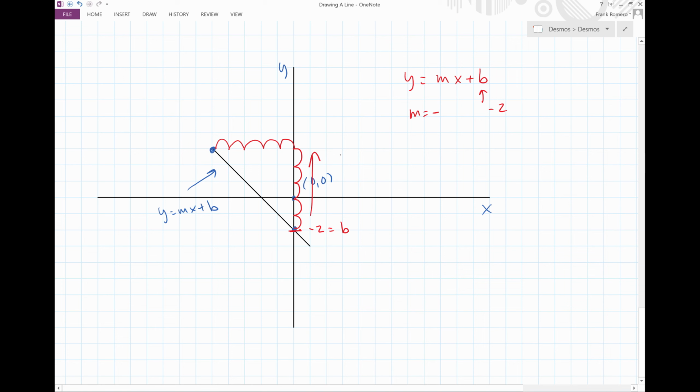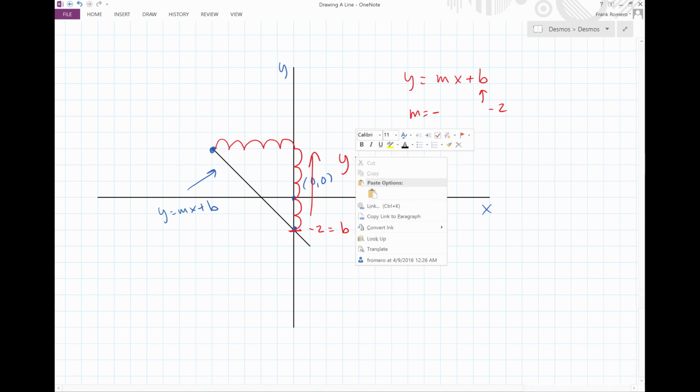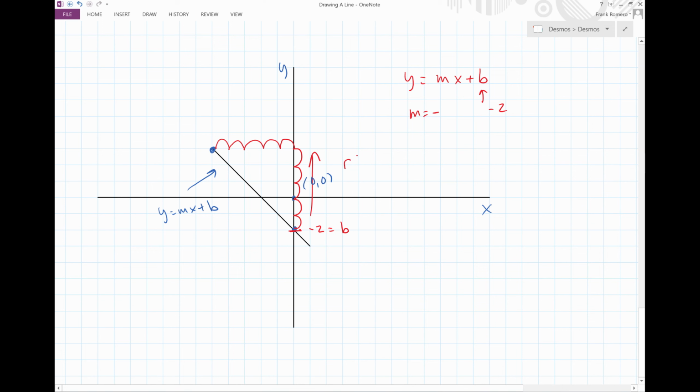So 5 on the y and 5 on the x. That's 5 over 5, which is -1. Okay, so the equation is y is equal to, the slope is -1, x minus 2. Usually we don't write -1, we just write negative x in that case. That's our formula, and it's bounded.